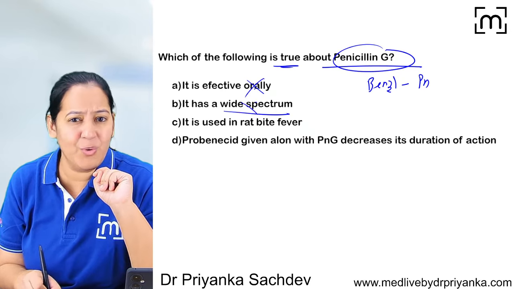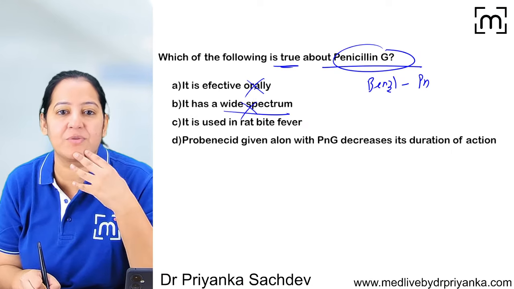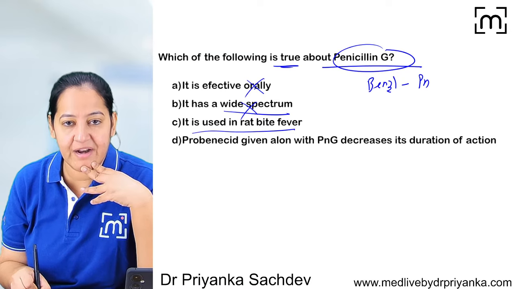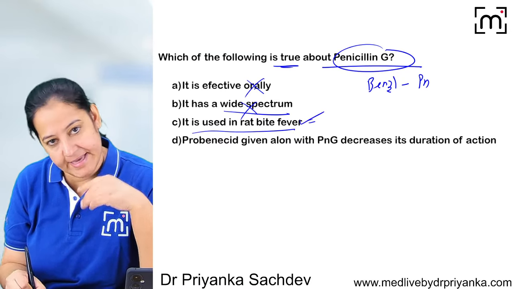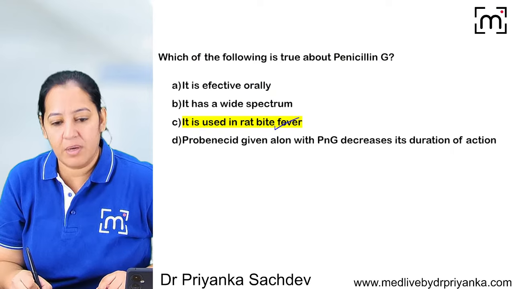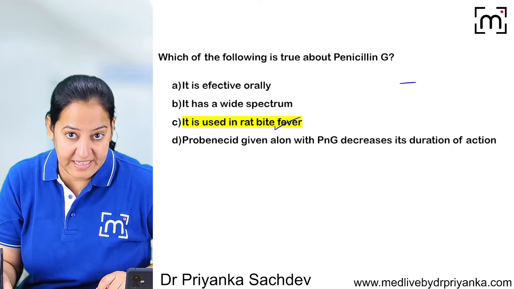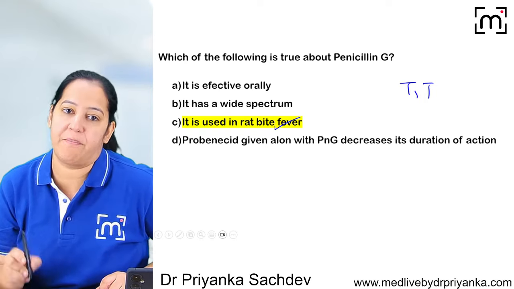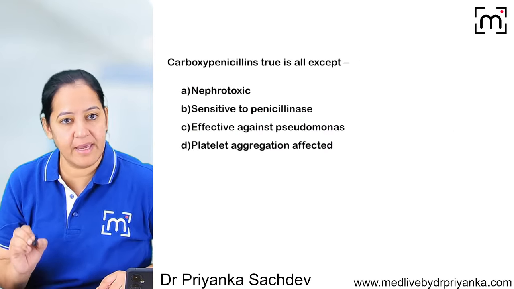Is it having a wide spectrum? No, it is having a very narrow spectrum. It kills only gram positive, not gram negative. And it is used in rat bite fever. Rat bite fever is tularemia. Yes, so this is correct. In Last man DP, one of the T, there are two T, right? One is rat bite fever, I mean tularemia, and one is trypanosoma. So the correct answer here is C.